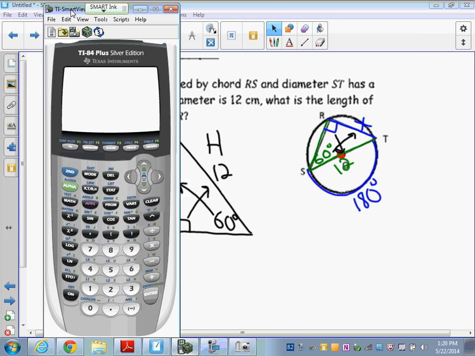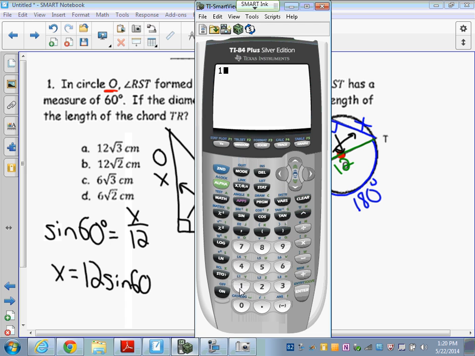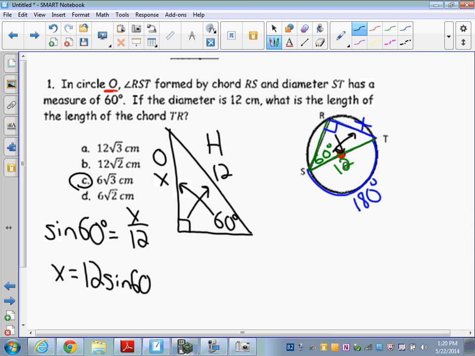When I type it in the calculator, I see that I get 10.39. Now, in order to check my answer, because I don't have an approximation, I'm going to have to type in each of these. So 6 square root of 3 is actually the right answer. Remember, you need to type in each of these until you get the correct answer. So for number 1, the answer is C.